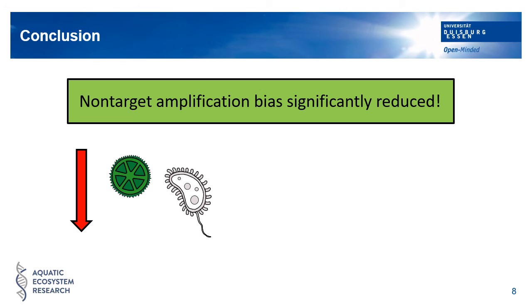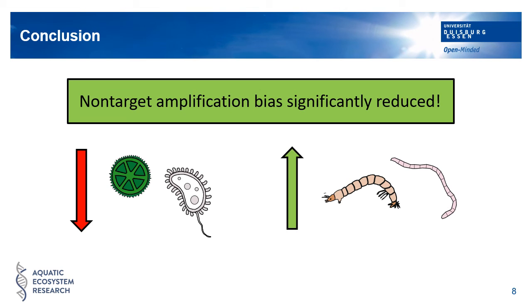Additionally, the primer shows an increased resolution for most insect taxa and especially for chironomids, but also for annelids.